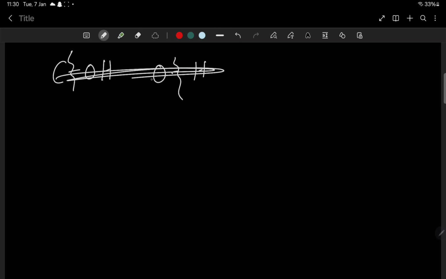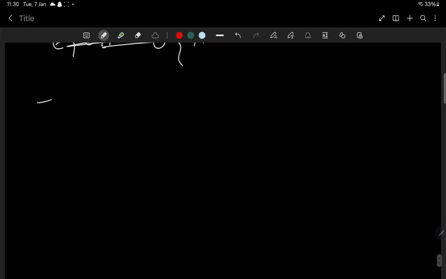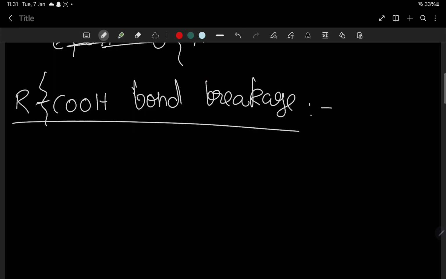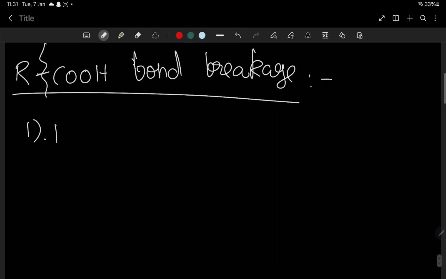This is it. Now reactions involving COOH group. Now which all group did we tell? Now we told about C-OH group breakage. Now OH group breakage we told. Now we are talking about RCOOH group bond breakage reactions.